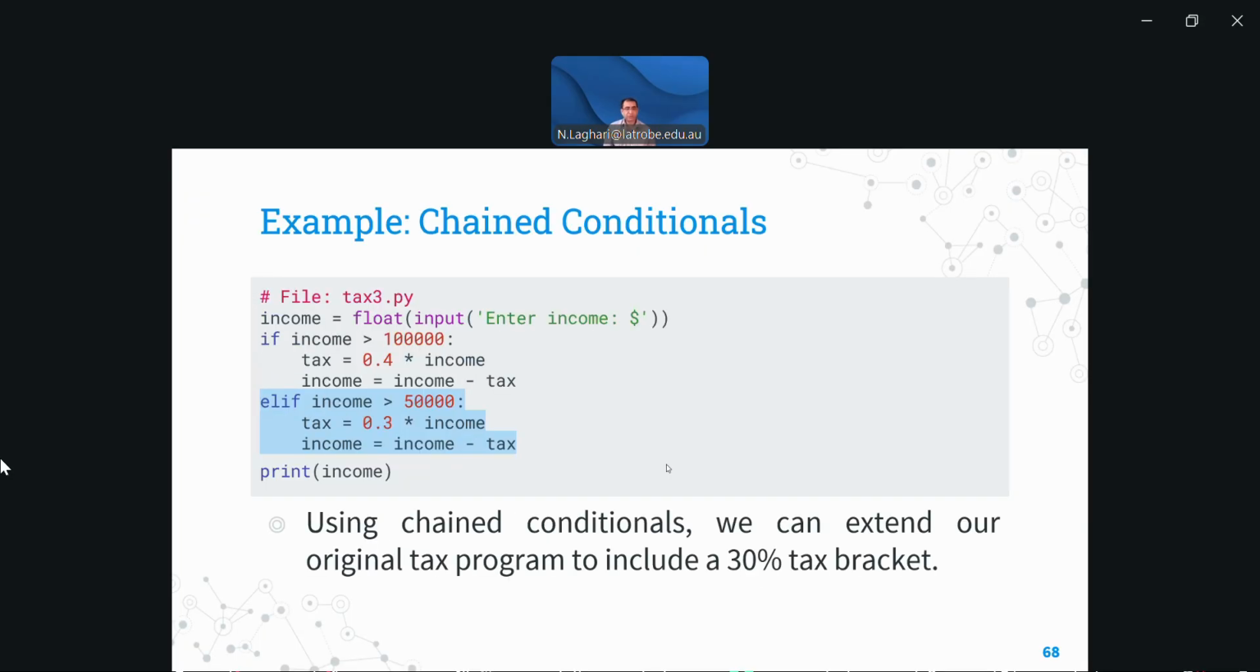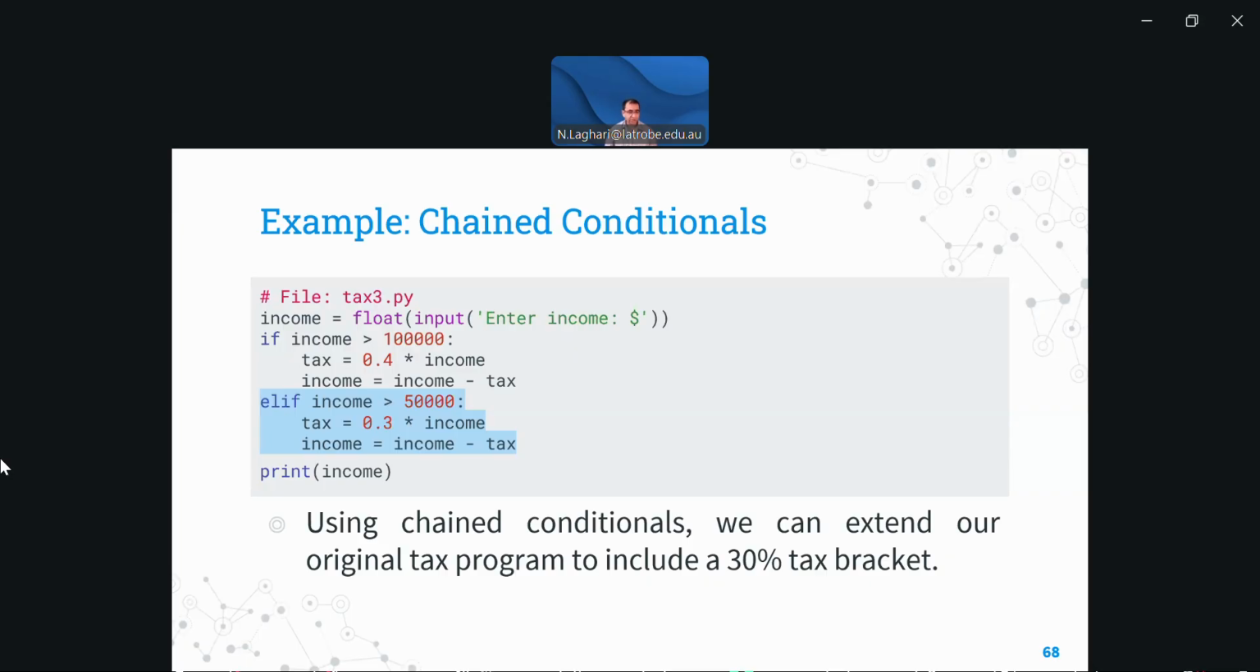Okay, so now you see that we have got a small program. We have got input income as float, and we say that if income is greater than $100,000, the tax bracket is 40%. Okay, and the net income we calculate here is income minus tax.